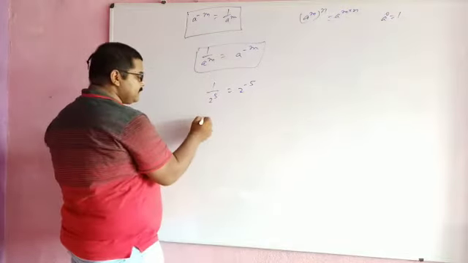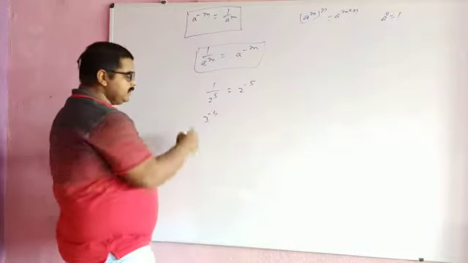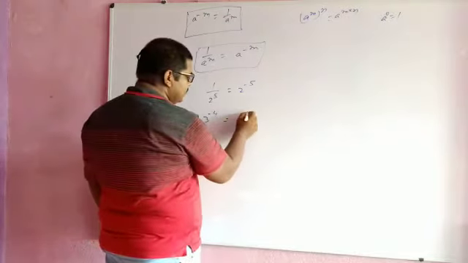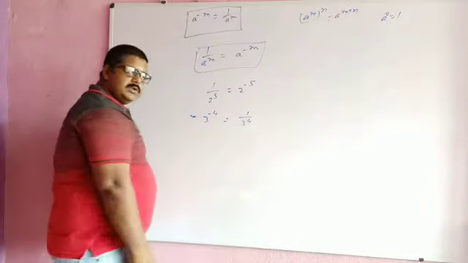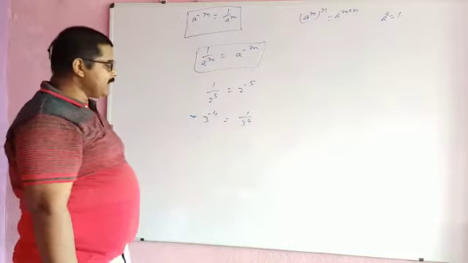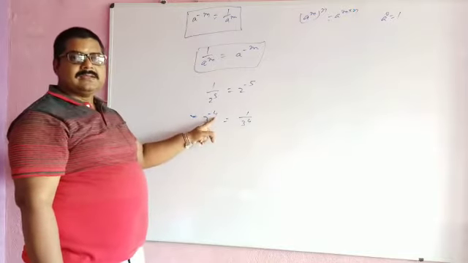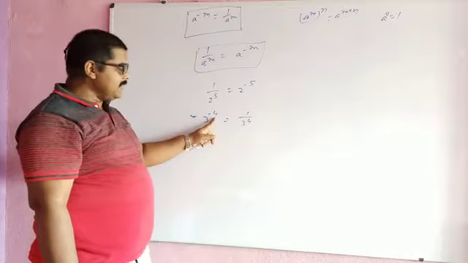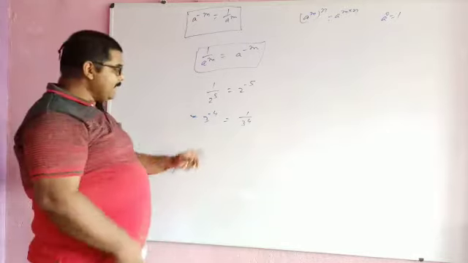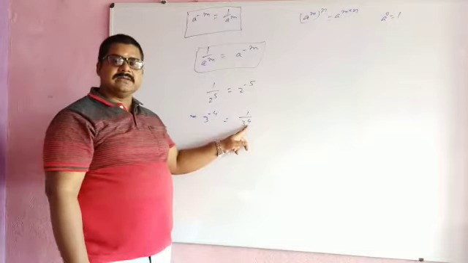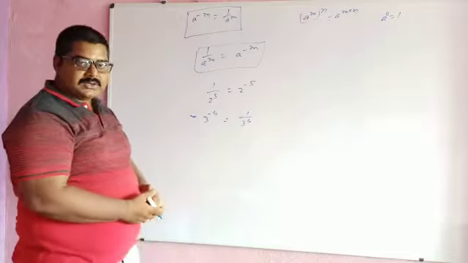Or suppose 3 to the power minus 4 is given, which can be written as 1 upon 3 to the power 4. So you just have to keep in mind that when the power is negative, you have to take its reciprocal, and the negative must be converted into positive. It has great applications.